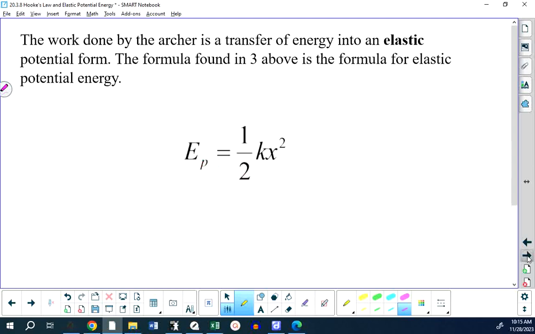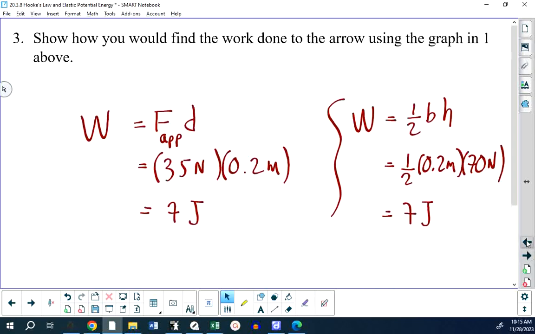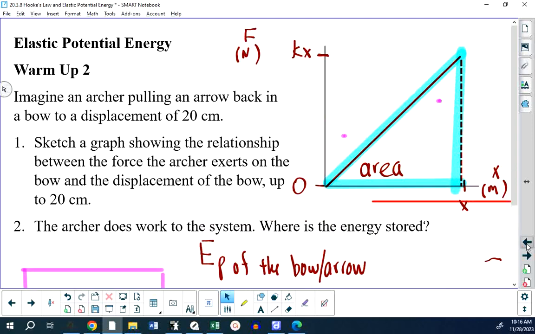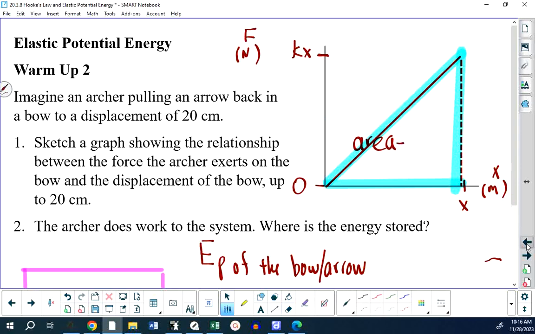So how would you find the work? You'd find the area. Well, the work done then turns out to be this. Let me explain this because I put numbers in. If you go back to your graph and you want to do this in a general sense, this is x, and the force, according to Hooke's law, is kx. So if I want to find the area of this triangle, it's 1/2 the base, which is x, times the height, which is kx. It's 1/2 kx squared.